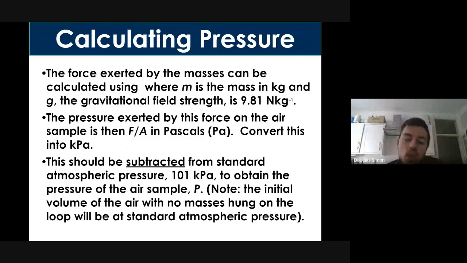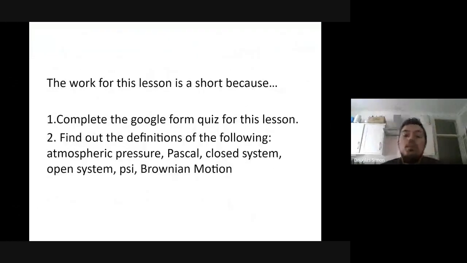So what you're going to do now, you're going to complete the Google form quiz for this lesson. And I also would like you to find out what these words mean. So find out definitions for these words. They are all very important.